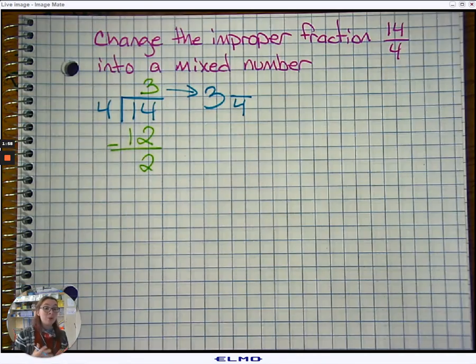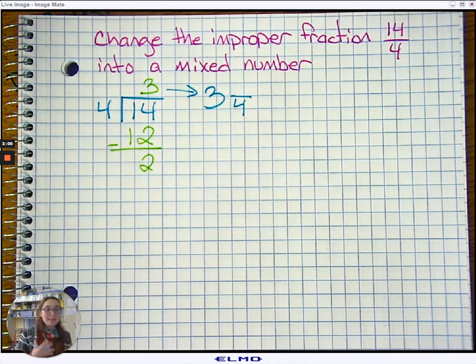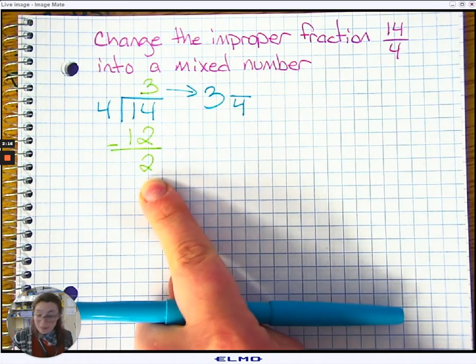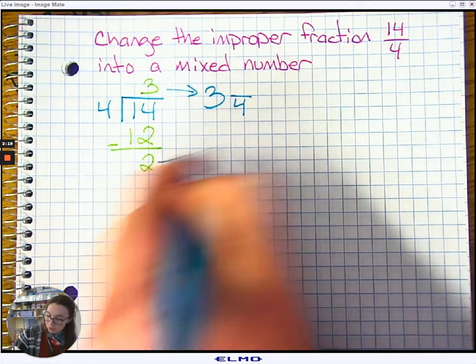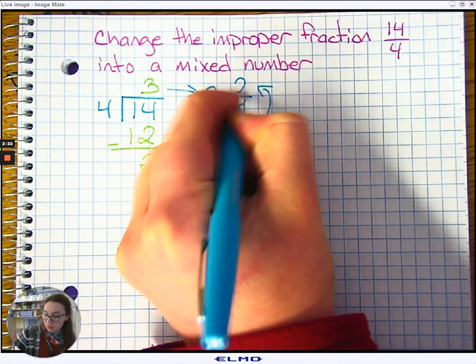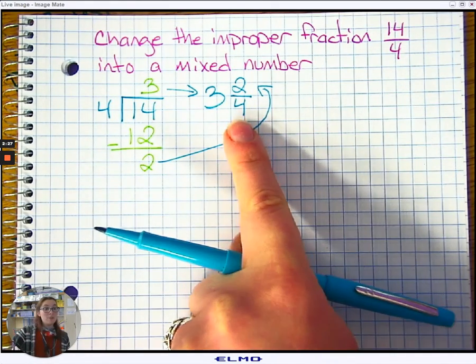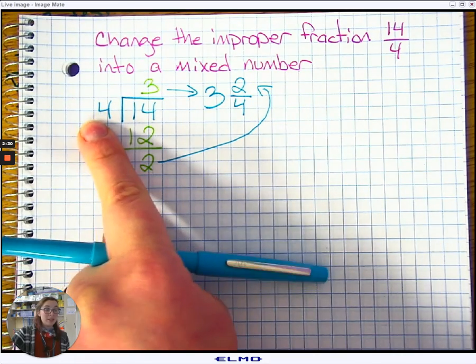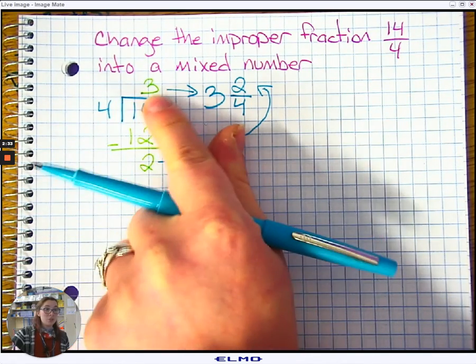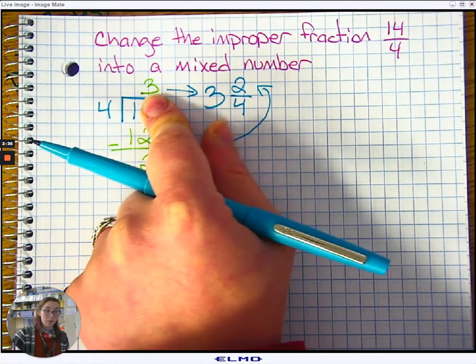Now the question is, what is our numerator? How many are left? How many pieces of our pie are left after we take out those 3 whole pies, those 4/4? We have 3 whole 4/4 of a pie. How many fourths are left over? And the answer to that question is found where we would find our remainder, this 2. This 2 goes up here. So that 2 is our numerator, our divisor is our denominator, and our quotient is our whole number.